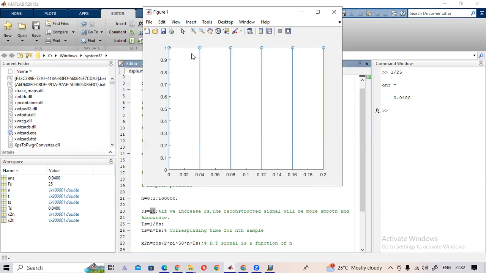So what is the period of this signal? Please tell me, someone. What is the period? What you have to do?